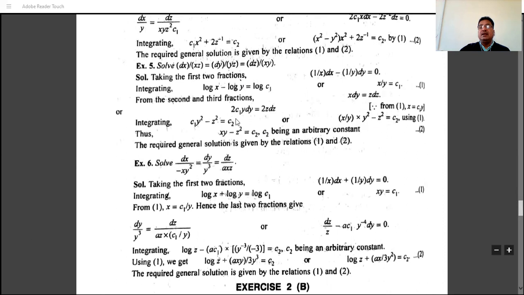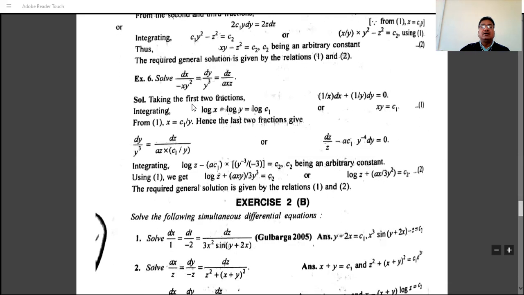Okay, and then resubstitute this c1 as x by y into y square minus z square is equal to c2, and this is equation number 2. Then 1 and 2 form the general solution or complete integral of the given differential equation. A similar problem.